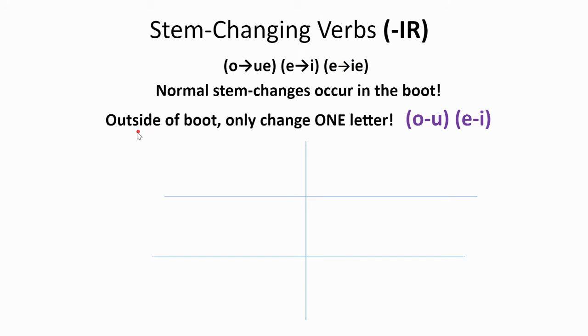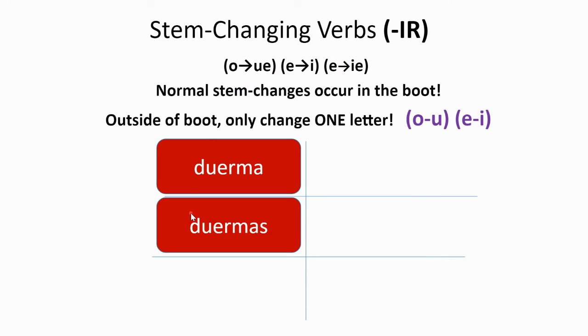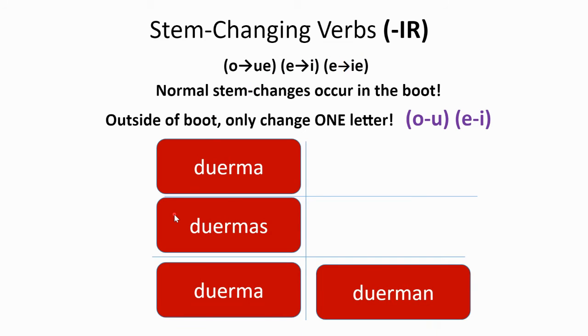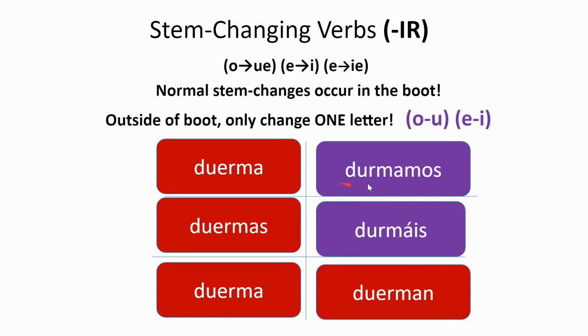Here we're going to use the verb dormir to illustrate our point. The verb dormir, D-O-R-M-I-R, is an IR stem changer. Inside the boot, we are going to apply that two-letter change, D-O to D-U-E, inside the boot. Outside the boot, as we've seen before, just one letter, durmamos, durmáis.